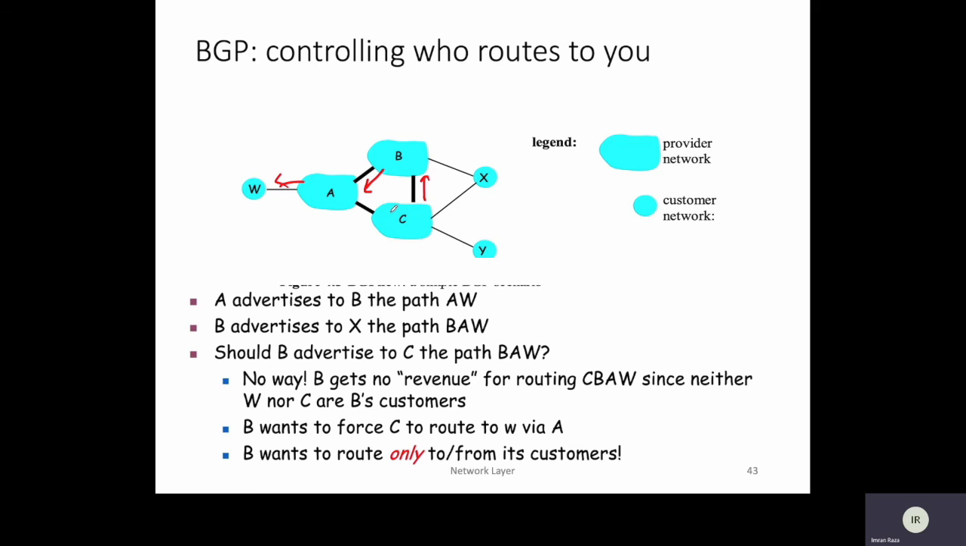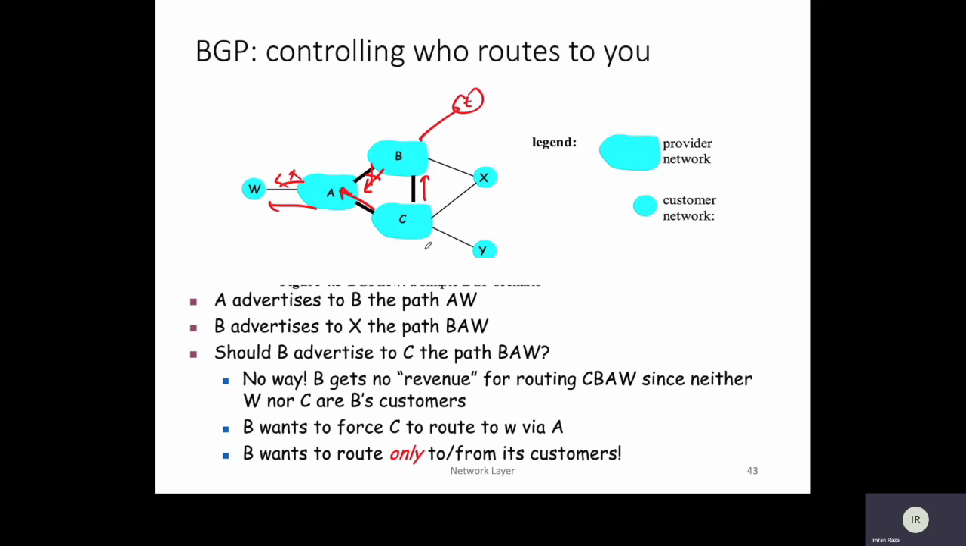So B wants to force C to route to W via this path, right? So it does not share this path with C, okay? B only wants to route to and from its customer X, or any other customer, say T, right? So in this way, it's more about the policy. BGP is in fact more about controlling the traffic and the policy, what we want to route and why we want to route.